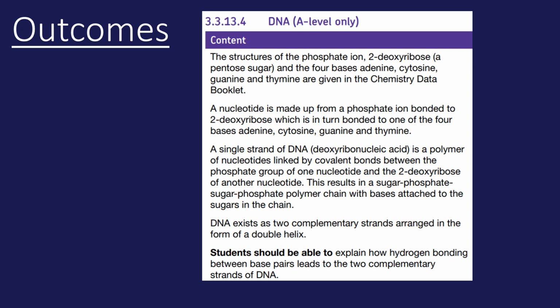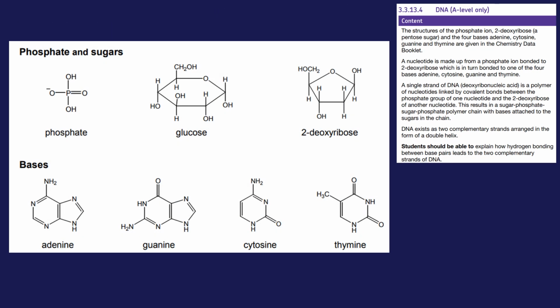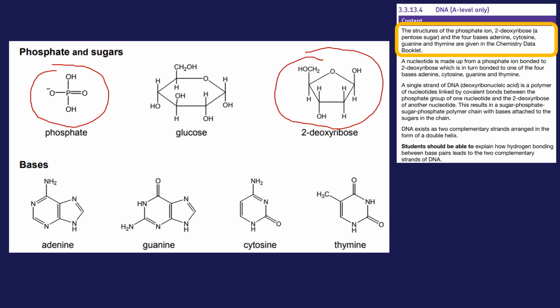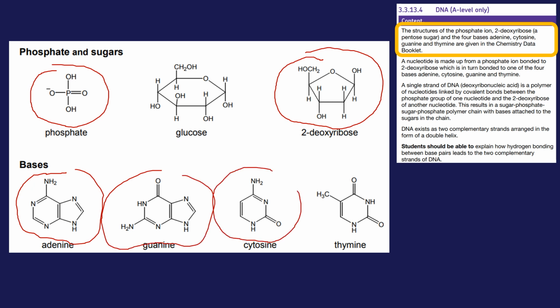Right, back to the specification then. Now, you are given this information in the data book, and that's what the first bullet point tells you. It tells you the structure of a phosphate ion, there we go, there's our phosphate ion. The structure of a 2-deoxyribose, there it is right there, and the structure of the 4 bases: adenine, guanine, cytosine and thymine. I've got no idea why we've got glucose because I don't think we need that.